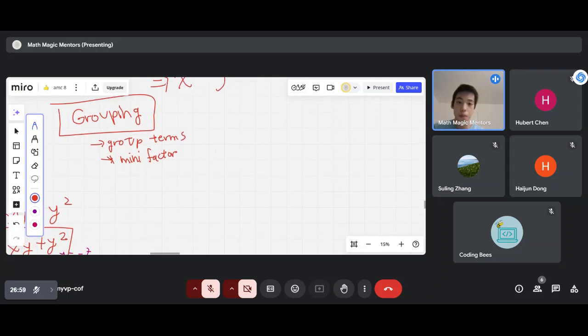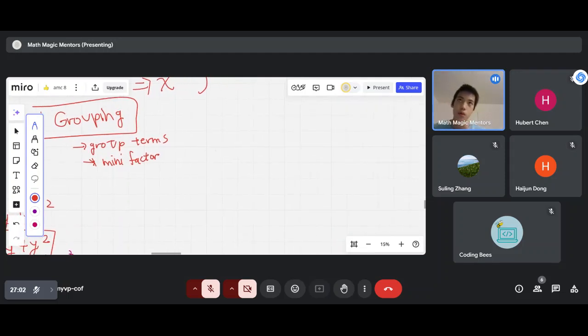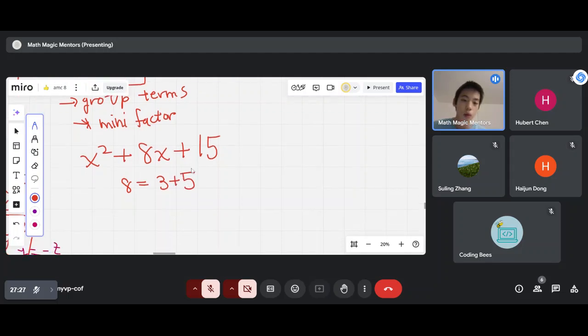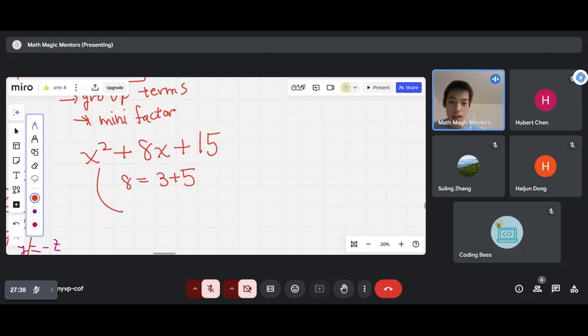With grouping, let's take for example our first quadratic that we covered, x squared plus 8x plus 15. There's something really cool that we can do with this expression. If we remember that 8 equals 3 plus 5, we can write this quadratic as x squared plus 3x plus 5x plus 15.